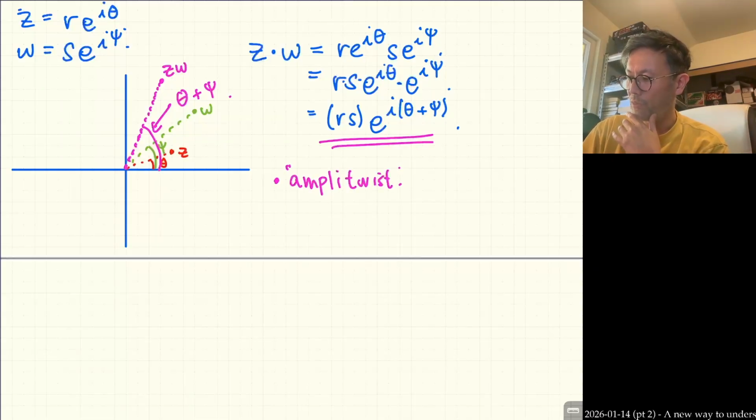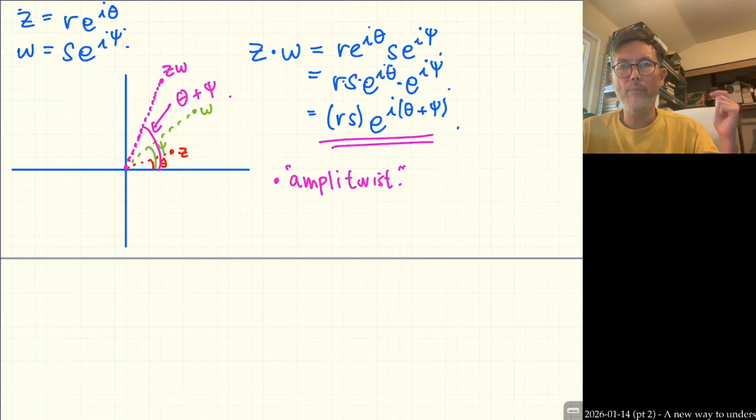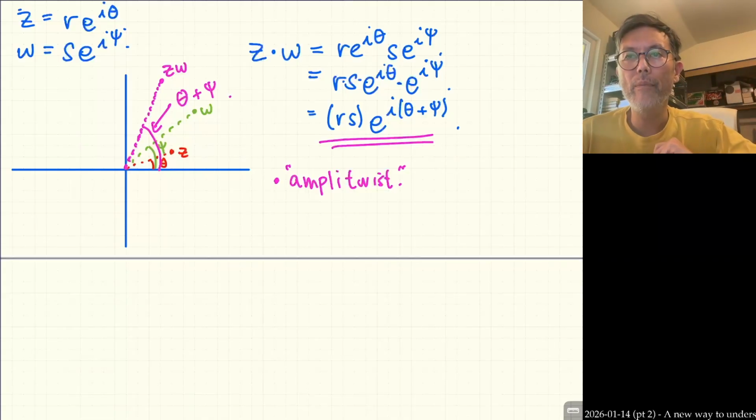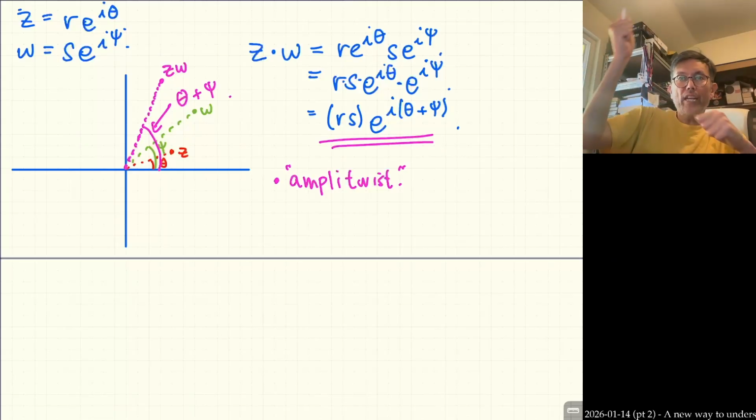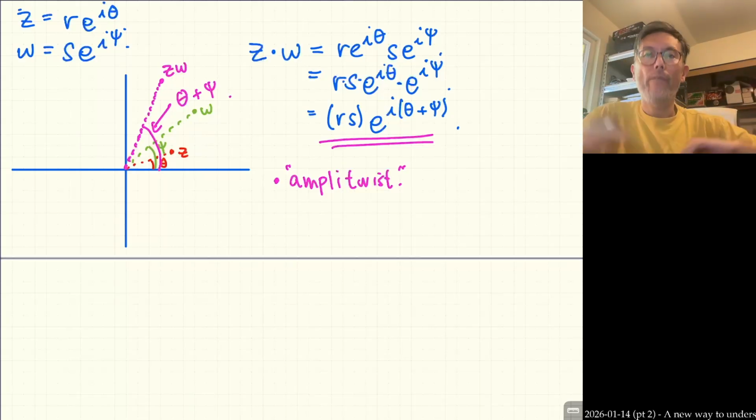I remember the first time I read it was in the Tristan Needham book, Visual Complex Analysis, which I recommended to you all. And this sort of gives the feeling that what happens with complex multiplication is that we're rotating the plane while at the same time amplifying, or scaling, the complex plane.